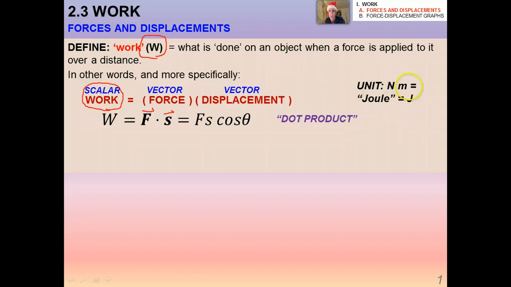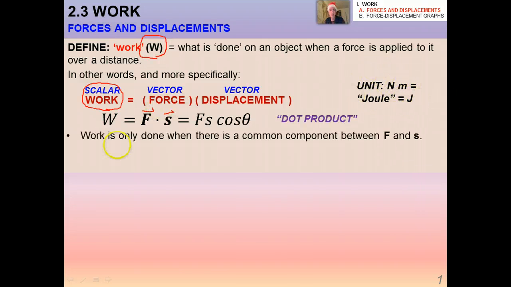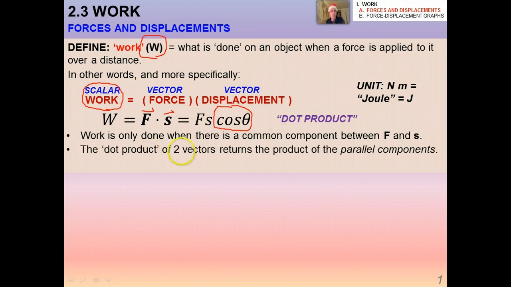Now, the unit of work is Newton times a meter, which is called a joule, symbol J, okay? The cosine theta term ensures that there is a common component between F and S, a common parallel component between the two vectors. And that will be obvious as we do some problems dealing with right triangles, okay? The dot product of two vectors therefore returns the product of the parallel components.